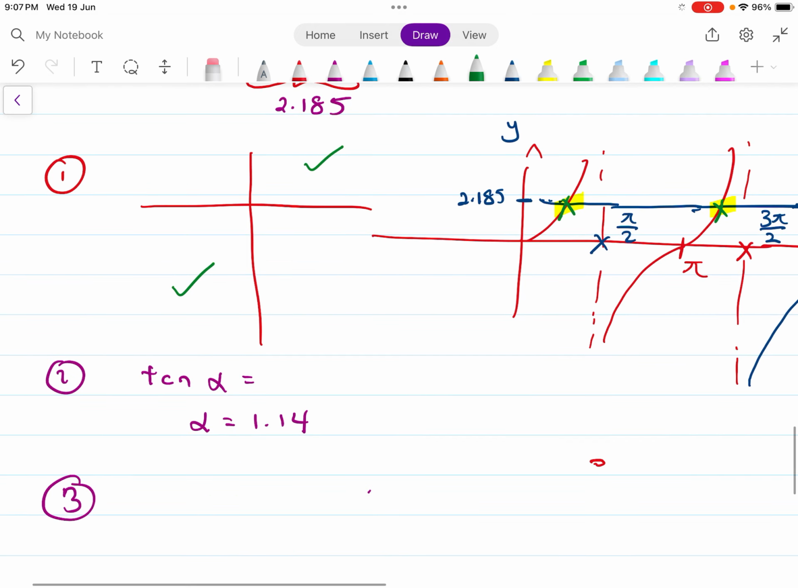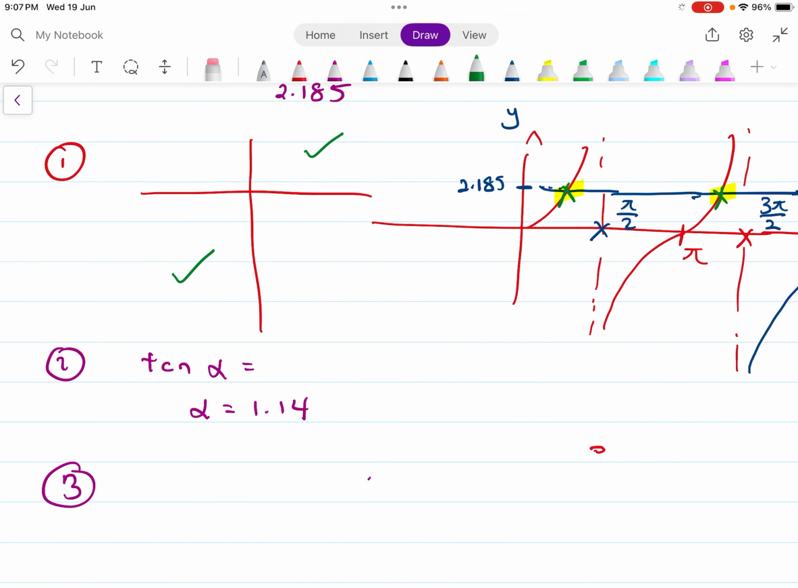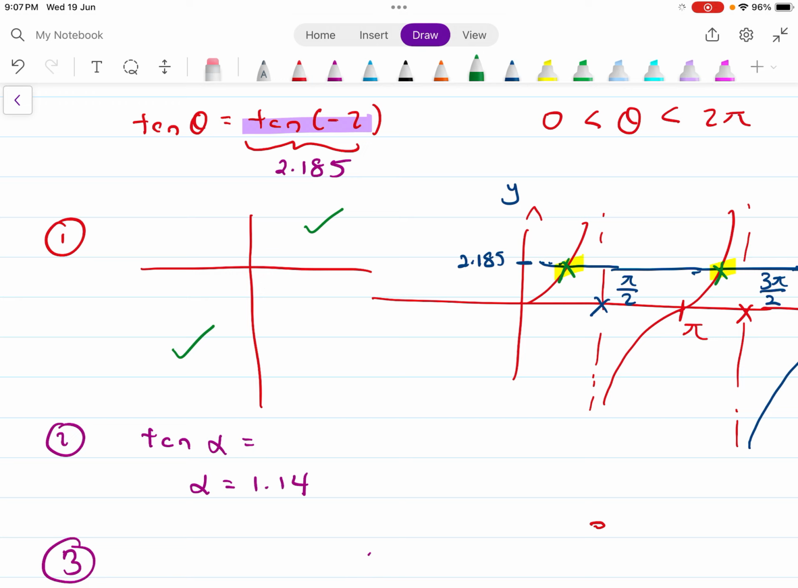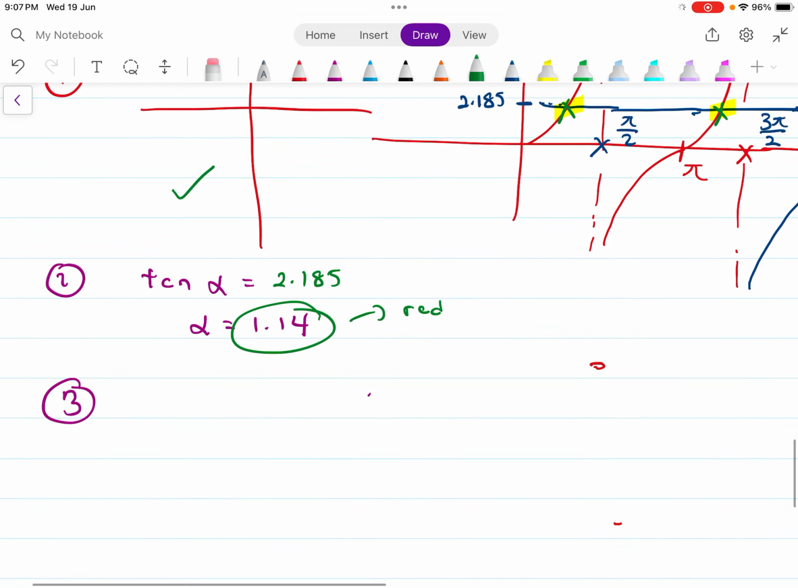The second step is to determine the basic angle. For the basic angle, you simply put tan alpha equal to 2.185. This alpha right here, in terms of radian, will be the basic angle.